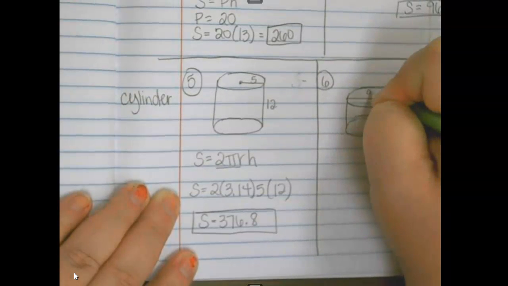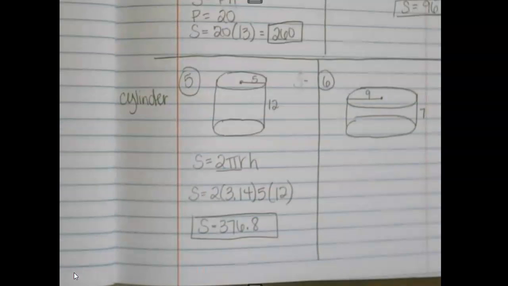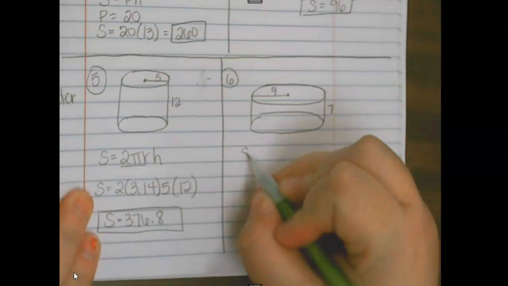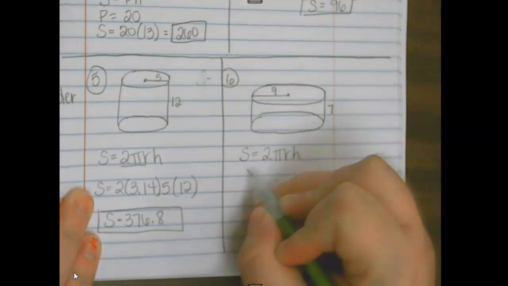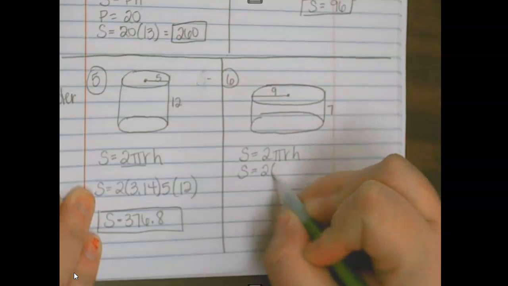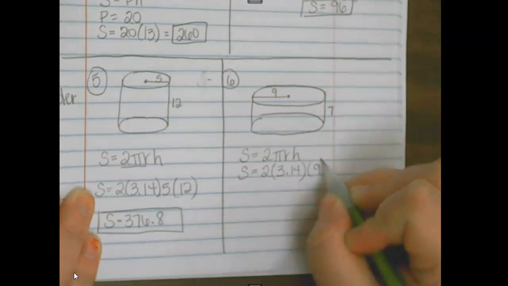Notice that both of these gave you a radius, but be careful because sometimes it does give you a diameter, and you're going to have to find that radius out. All right, so S equals 2 pi RH. Again, you don't have to have that memorized. It's on your mathematics chart. It's now written in your journal, so it is available to you.